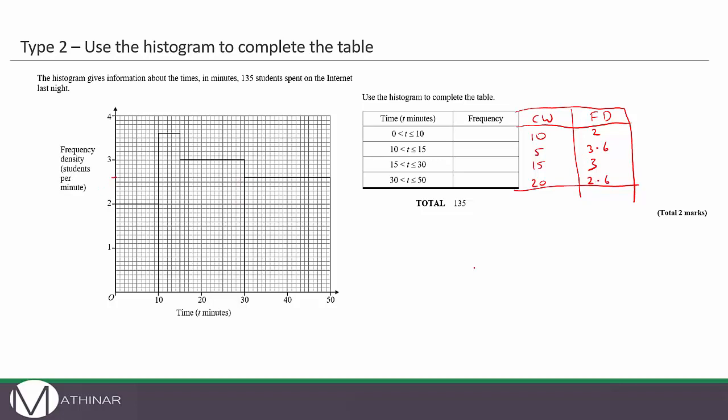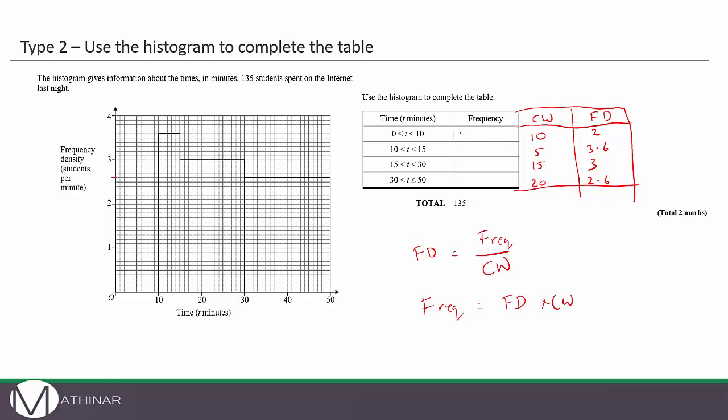Okay, and now all we need to do is work out the frequency. So that's the second formula that I had. Frequency density equals frequency divided by class width. That's your first formula. And then if we rearrange that by taking the class width to this side, we get frequency equals frequency density times class width.